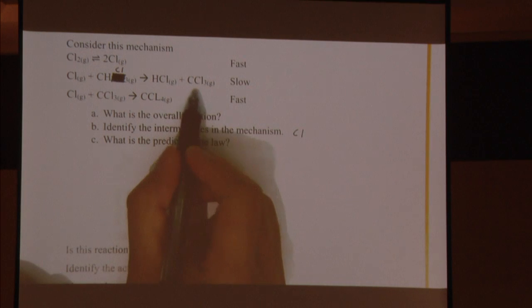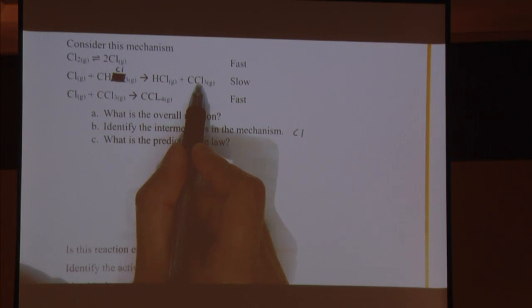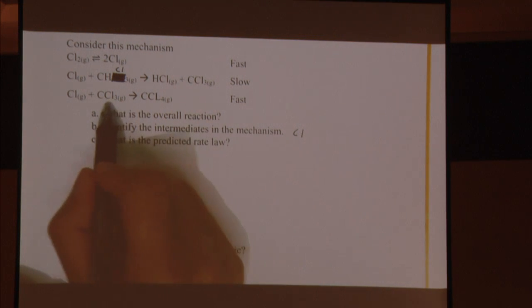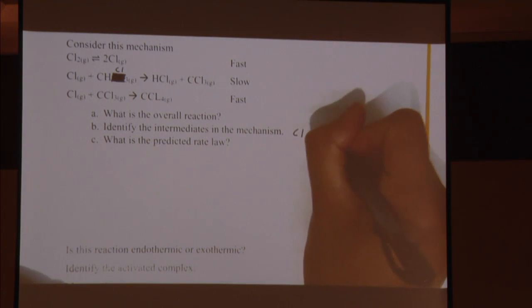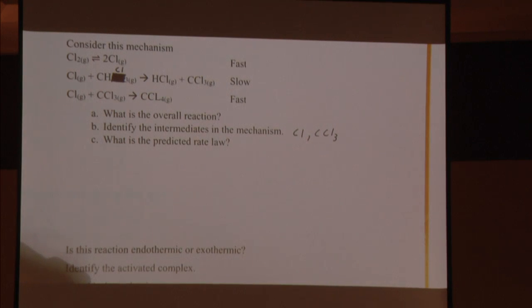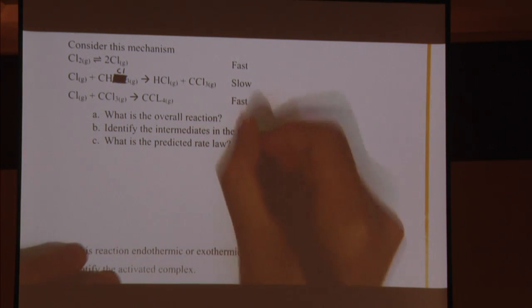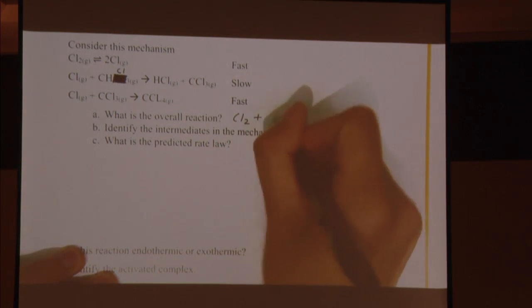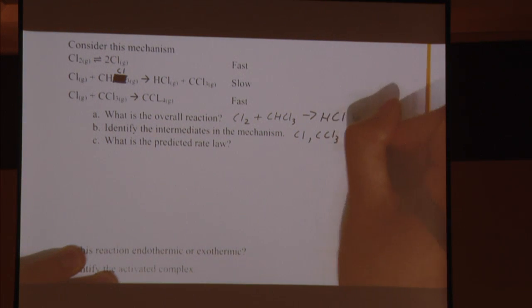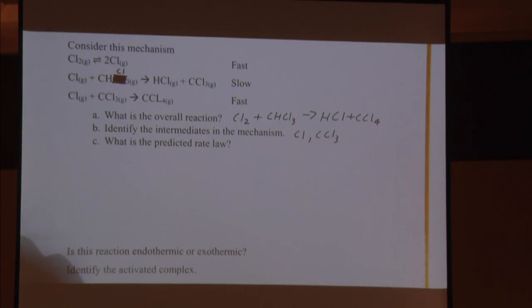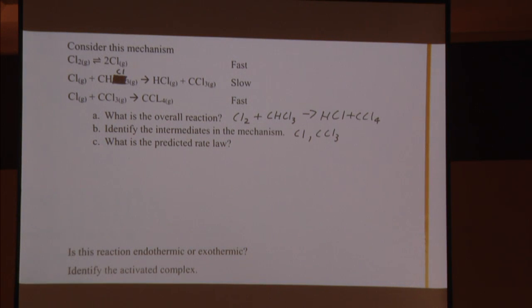We also see that this carbon trichloride is a product in the second step, and a reactant in the third step, so that's also an intermediate. Then if we write the overall reaction just without the intermediates, we get this. And this is similar to finding our net ionic equations from Chem 1.